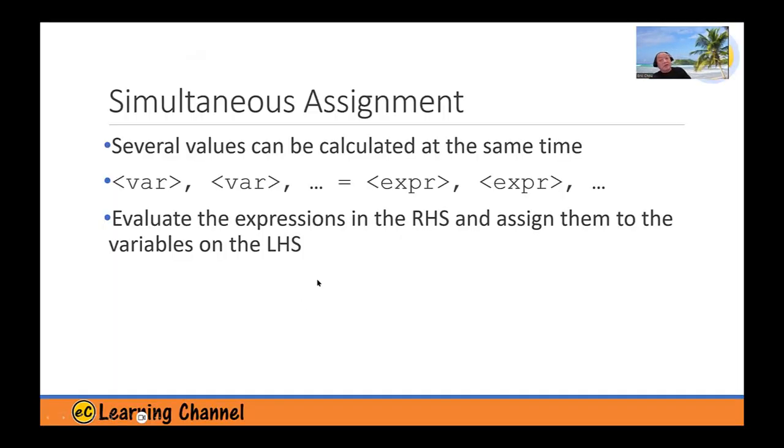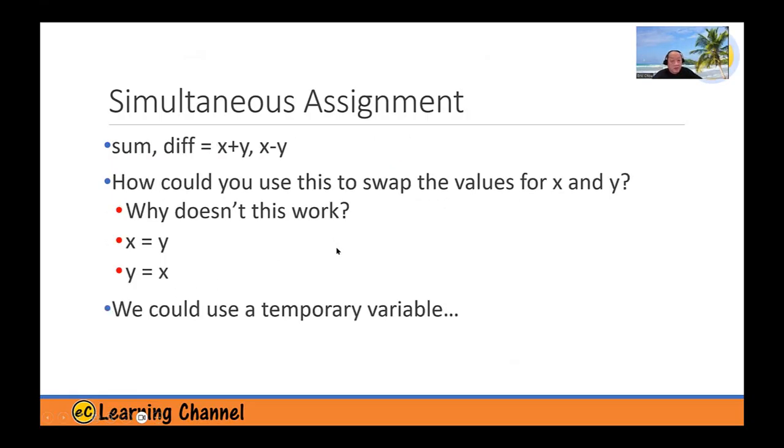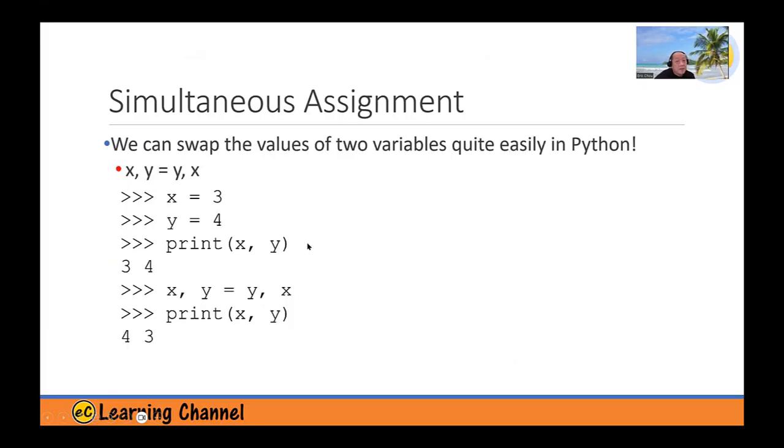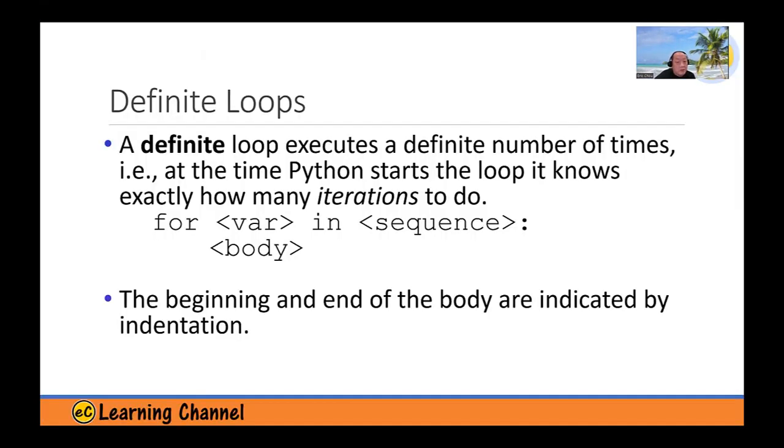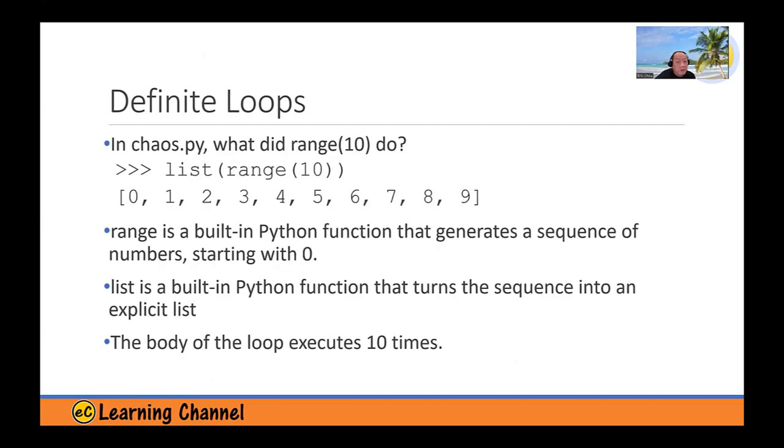Simultaneous assignment that we talked about already. You can have x, y = some value, some value. You can assign multiple values in one equal sign. You can simultaneously assign x plus y to sum and x minus y to d. That's simultaneous assignment that we know about. Loop, we talked about it already.